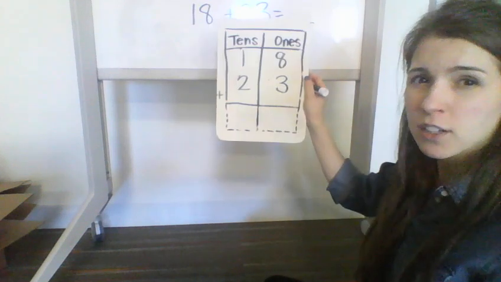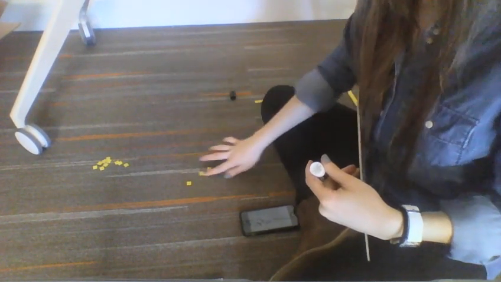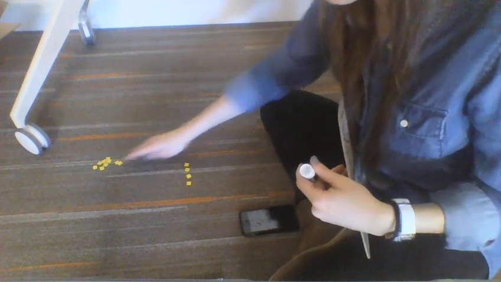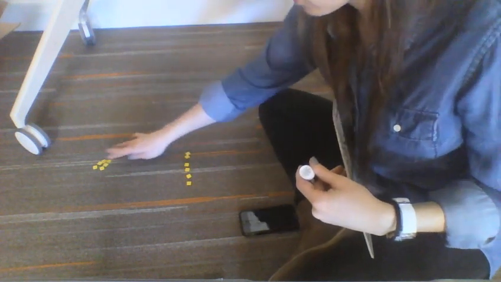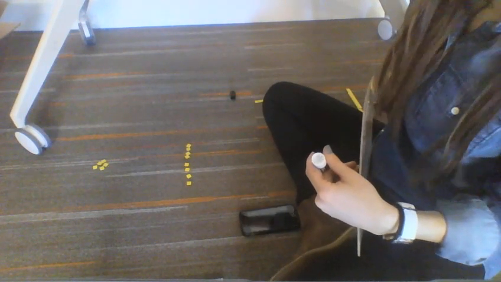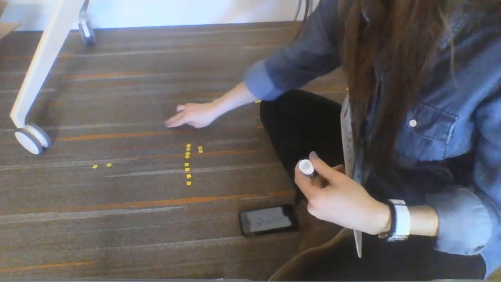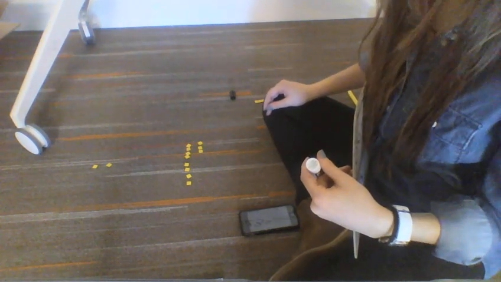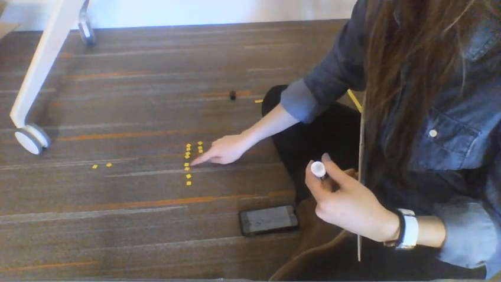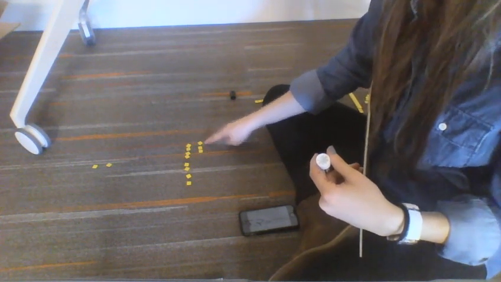So let's see. We can use our counters to help us. So I'm going to count out 8 single pieces. So 1, 2, 3, 4, 5, 6, 7, 8. The 8 from 18, and then the 3 from 23. So another 1, 2, 3. So let's add these all together. So 1, 2, 3, 4, 5, 6, 7, 8, 9, 10, 11. So we have 11. 8 plus 3 equals 11.